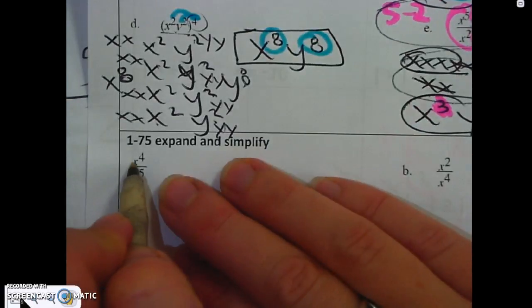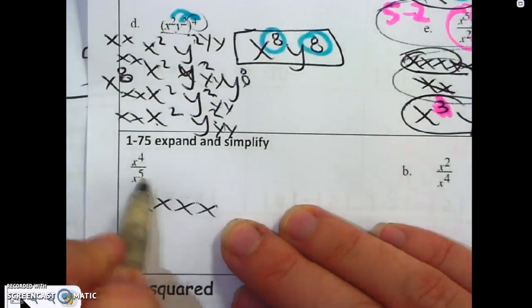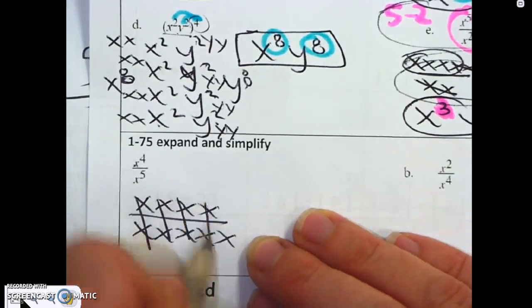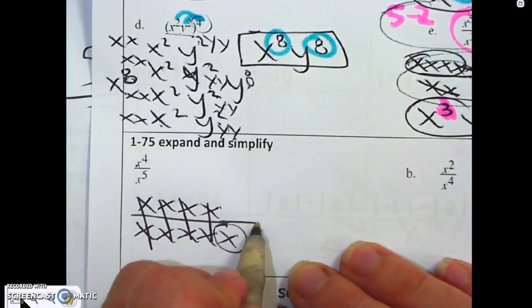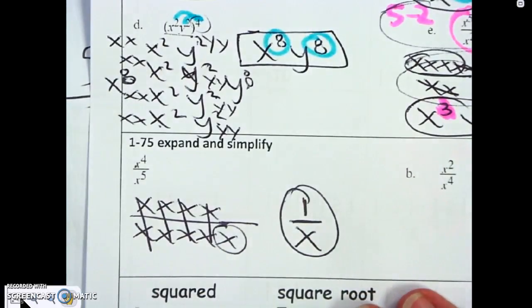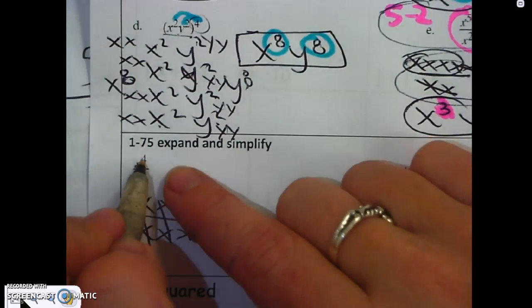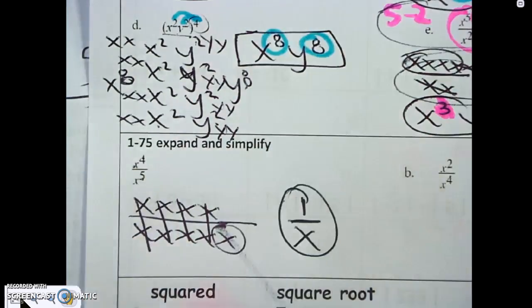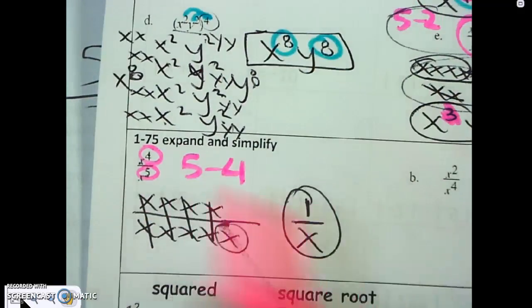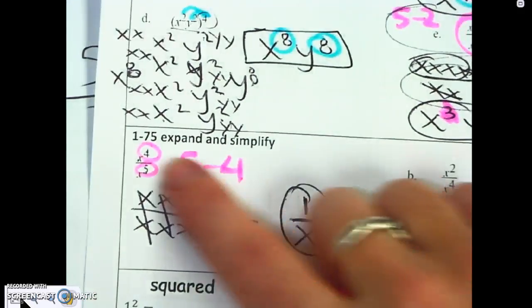Okay? Let's go to the next one. 4 x's are on top: 1, 2, 3, 4. 5 x's are on the bottom: 1, 2, 3, 4, 5. Bye. Oh, I'm just left with an x, but it's on the bottom. I could have said, are there more x's on top or x's on bottom? So I could have gone 5 minus 4, which is 1, but it's on the bottom.